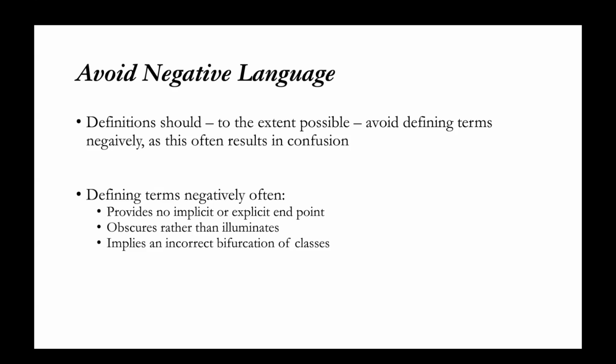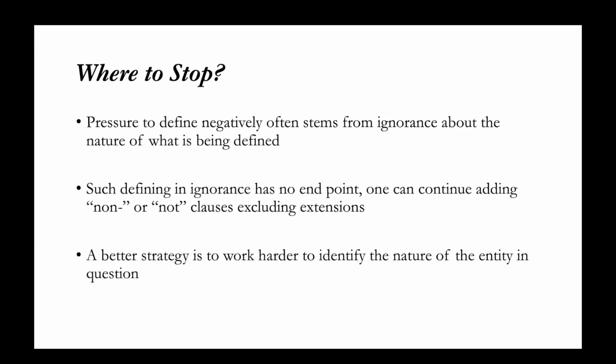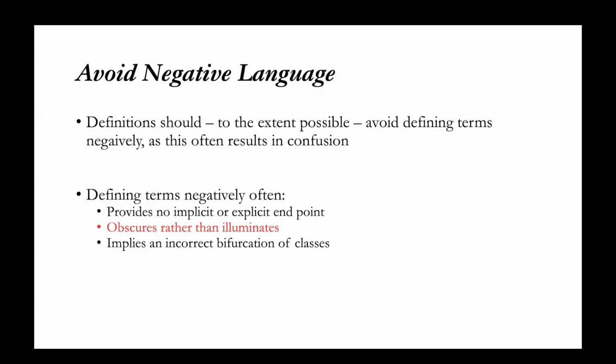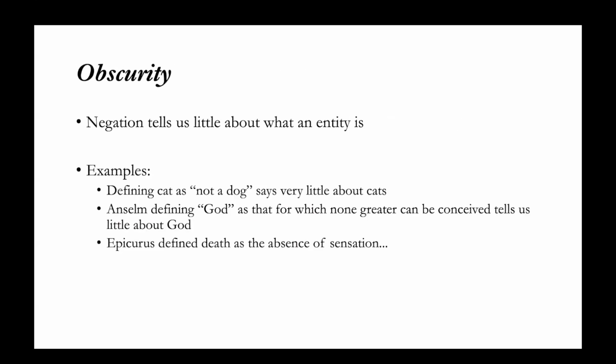There are examples or cases where it's okay to do that sort of negative defining, but it's okay just in those cases where there is an implicit endpoint. Before I get there, defining things negatively often obscures rather than illuminates. Just as I was pointing out, there's no endpoint when you're defining things negatively. Such definitions really obscure what you're trying to say. So if I define a cat as not a dog, it doesn't really say much about cats.